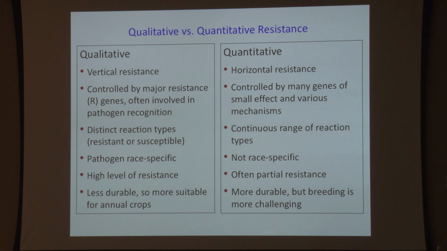So the quantitative, sometimes termed horizontal resistance, controlled by many genes of small effect, and various mechanisms. There's the continuous range of reaction, not race-specific, so generally affecting basal defense mechanisms effective across various races. Often the resistance is partial. It's not a strong, high level of resistance. And it's considered more durable. But because of the number of genes involved, it's a more challenging breeding. The breeding challenge is a higher level.